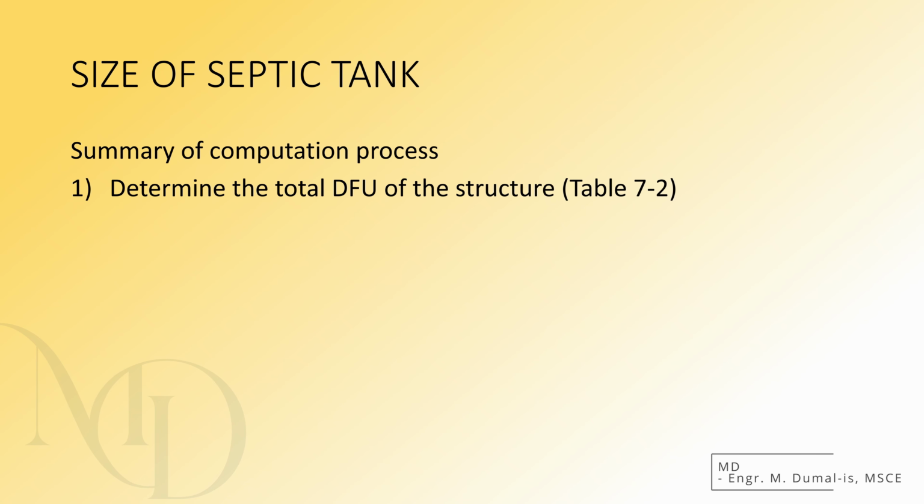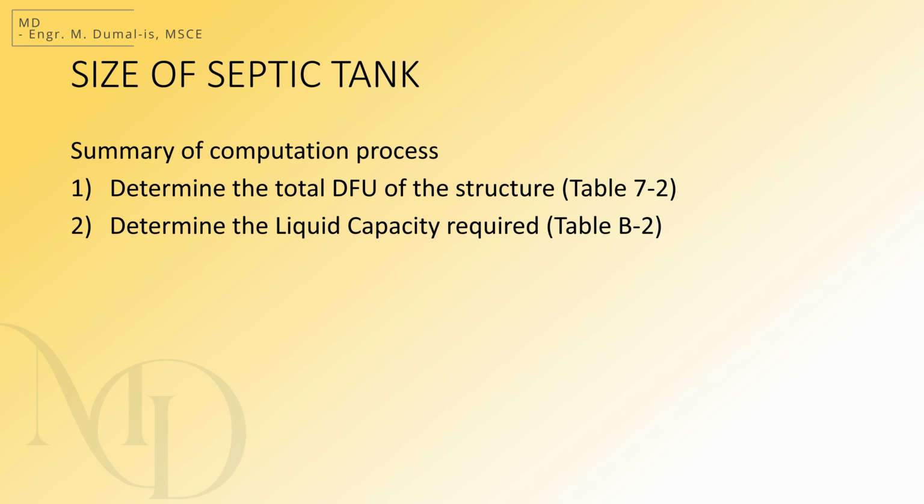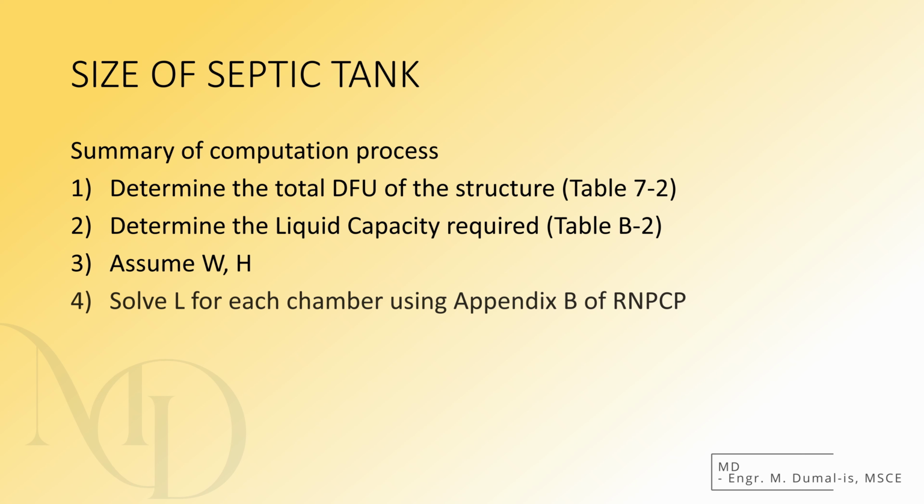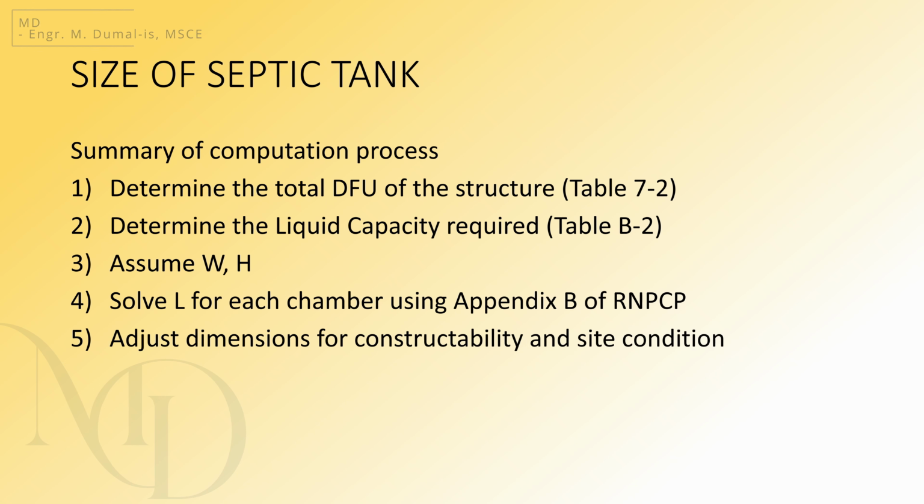First, identify the total drainage fixture units of the structure using Table 7-2. Next, use that value to find the required liquid capacity from Table B-2. Then, assume reasonable values for the width and the height of the tank. After that, compute the chamber lengths based on the provisions in Appendix B. And finally, refine the dimensions to account for constructability and the actual site conditions. By following these steps, we ensure that the septic tank design is both compliant with the code and practical to build.